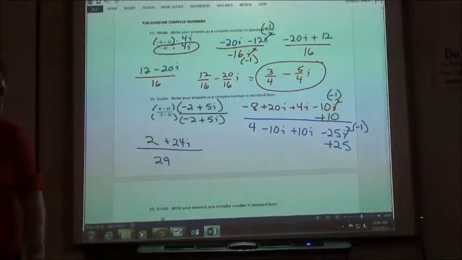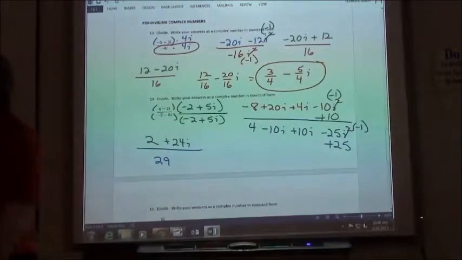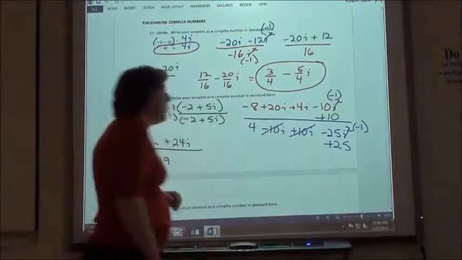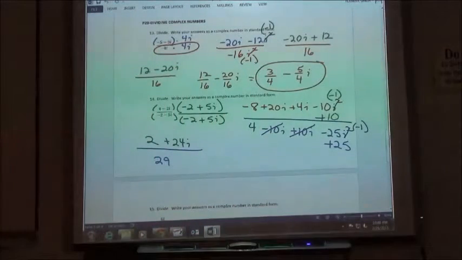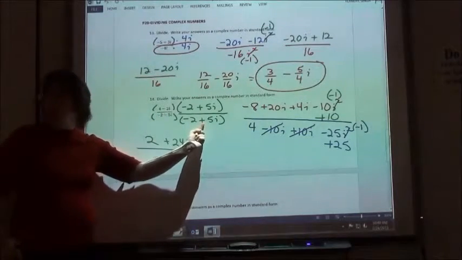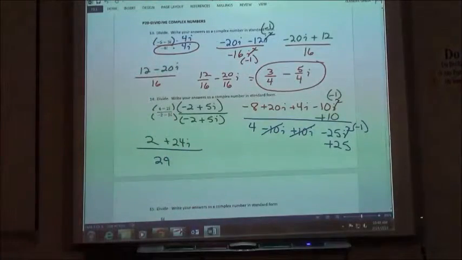Negative 10i plus 10i equals 0. We just get 0, right? 0 anything is just 0. They cancel out. That's the reason that we used opposite signs in the middle, so that when we FOILed, it would cancel out the middle term. So on the bottom, we just get a 29.